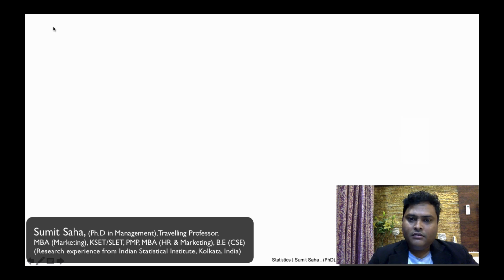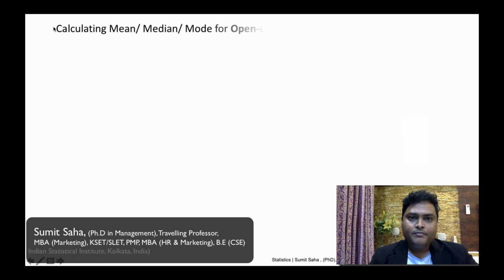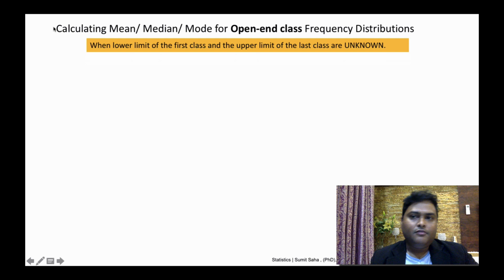Now, what are open-end classes? The definition of open-end classes is nothing but when the lower limit of the first class and the upper limit of the last class are unknown. Now let's take an example.